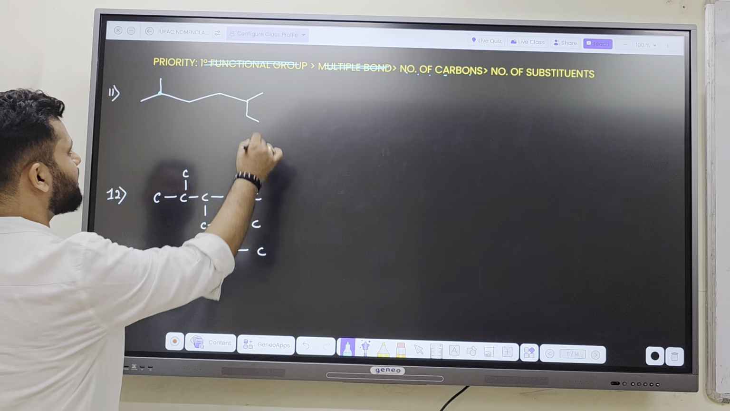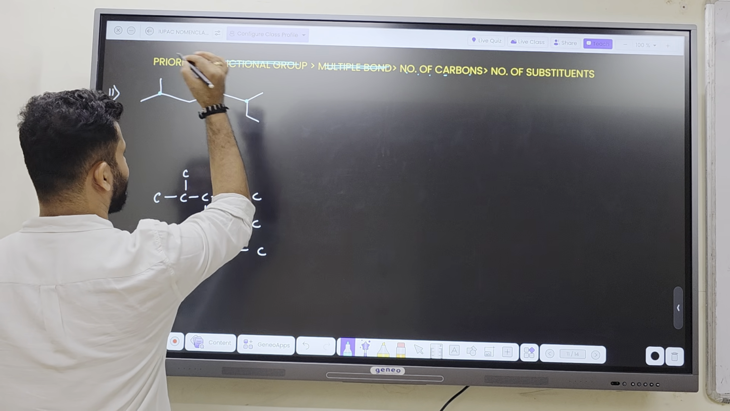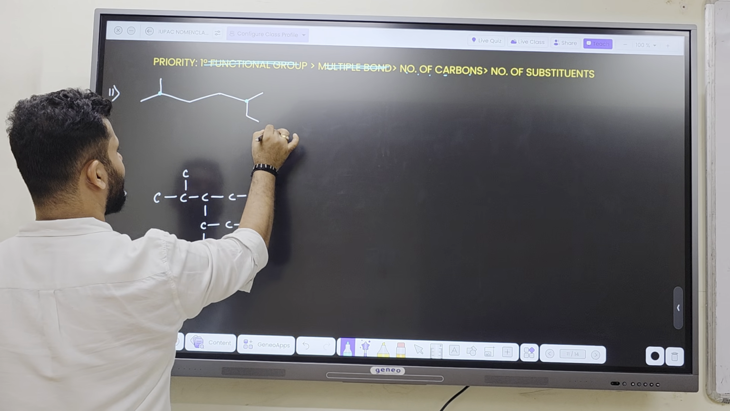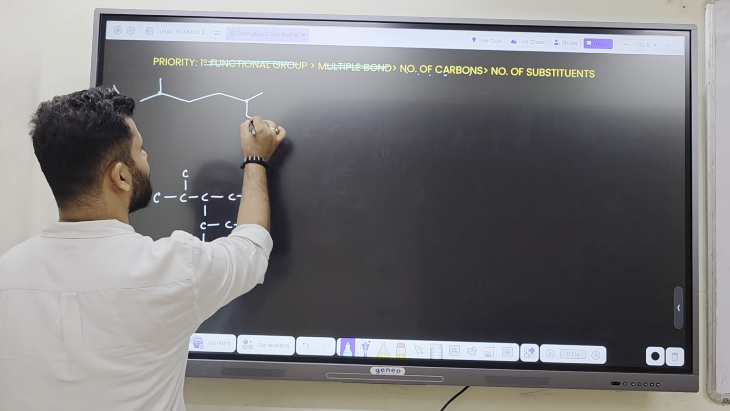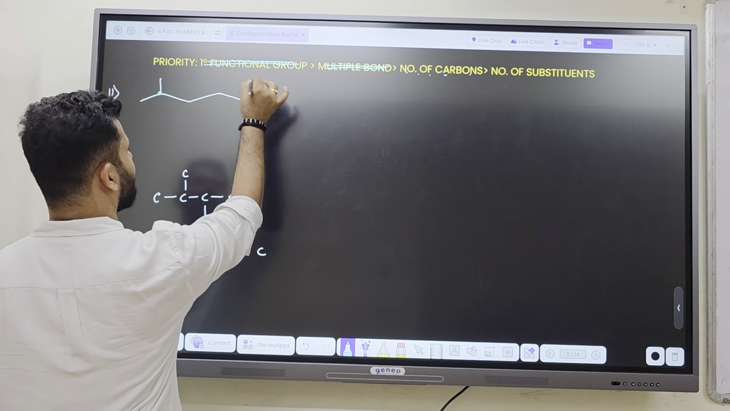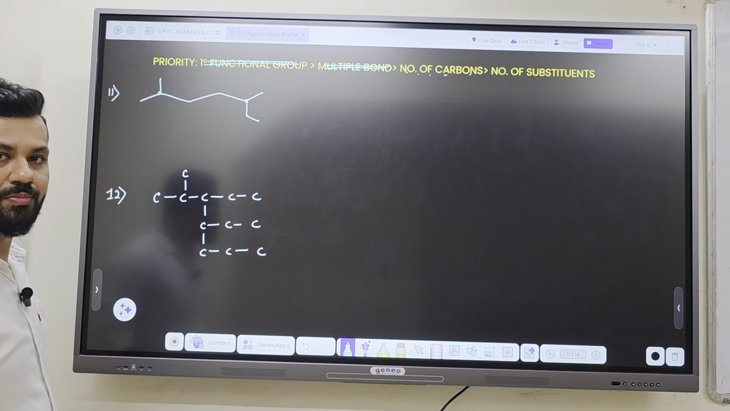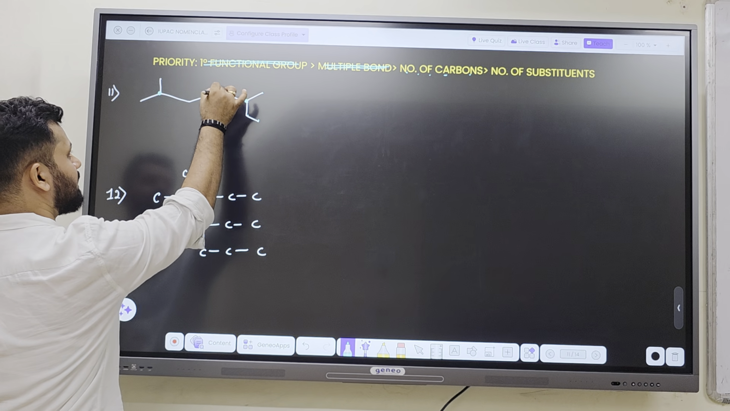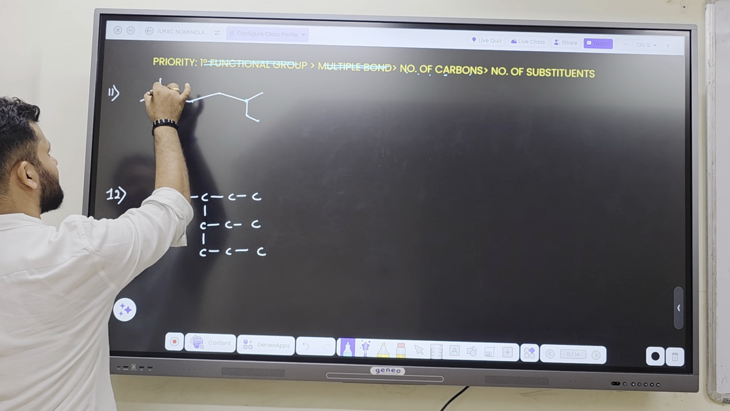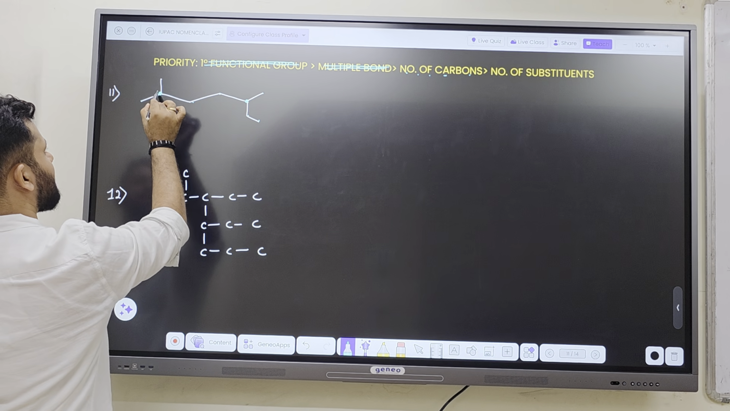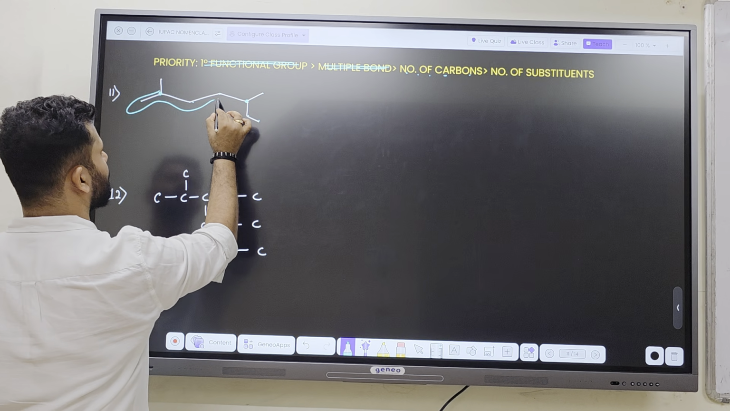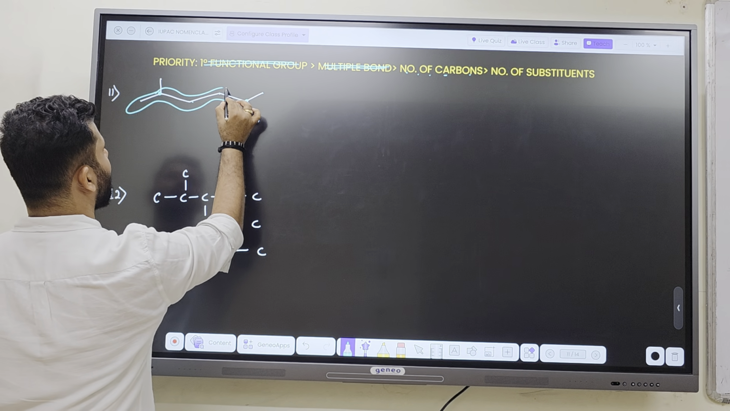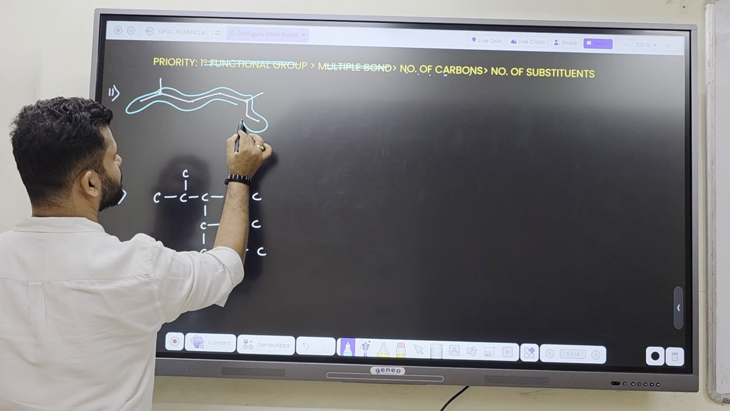Alright. Likewise from this point, should I go up or down? Obviously should go down because down there are 2 carbons. Here there is only 1 carbon, you will not go here. Alright. And from this point, where will you go, sir? Sir, here, this is the longest carbon chain. So my longest carbon chain will look like this.